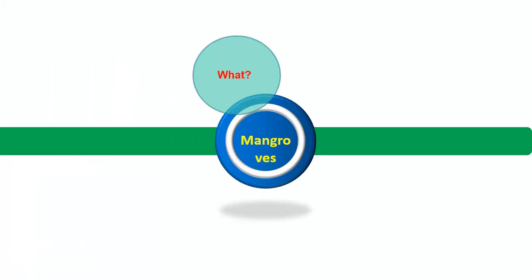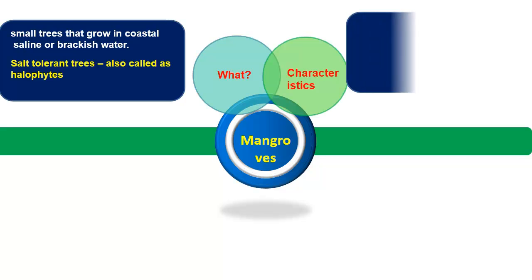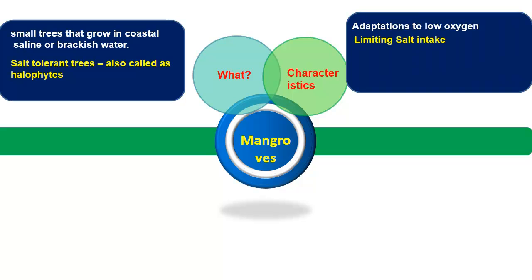What are mangroves? These are small trees that grow in coastal saline or brackish water. These are salt tolerant trees, also called halophytes. What are the characteristics? They are adapted to low oxygen. Their roots limit salt intake. Their leaves limit water loss. They increase survival of offspring. The seeds germinate while still attached to the tree itself.